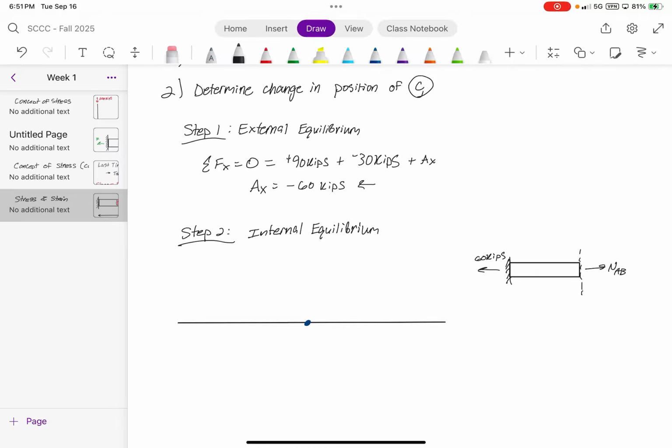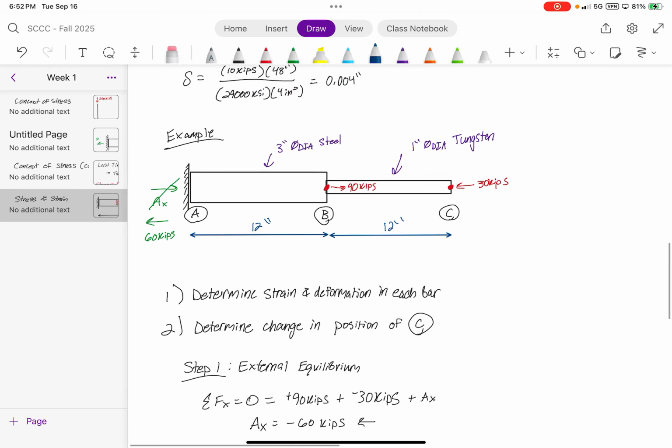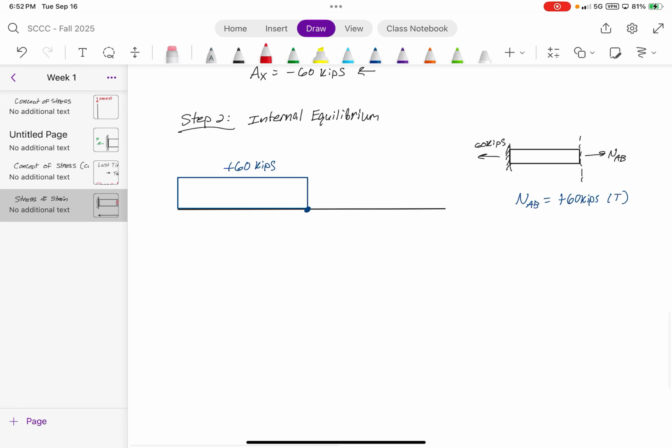Exactly. And if you were to do sum of the forces in the x direction, you would get that NAB equals positive 60, and the positive sign tells you it's in tension. So now we know that NAB is equal to positive 60 kips, which is in tension. We draw that on our diagram. You do the same thing for BC, and what you would actually find is that it's 30 kips compression.